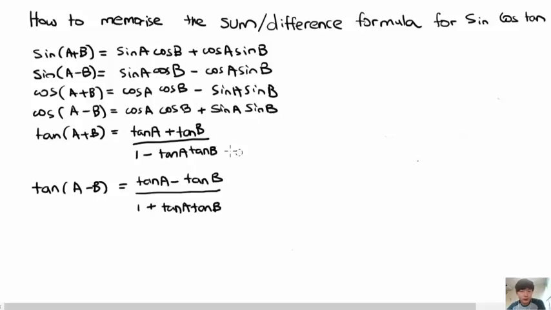Alright, in this video I'll get you to memorize these formulas. These formulas are known as the sum and difference formula for sine, cos, and tan. So you can see sine A plus B is sine A cos B plus cos A sine B, sine A minus B is sine A cos B minus cos A sine B, and so on and so forth.